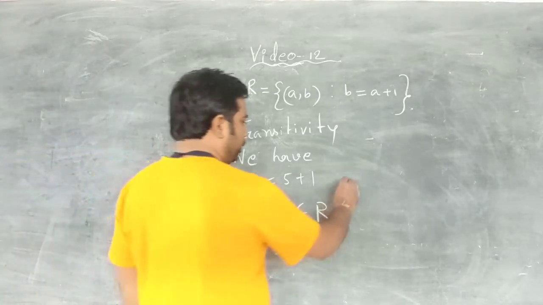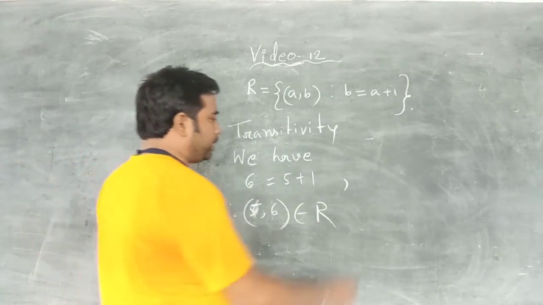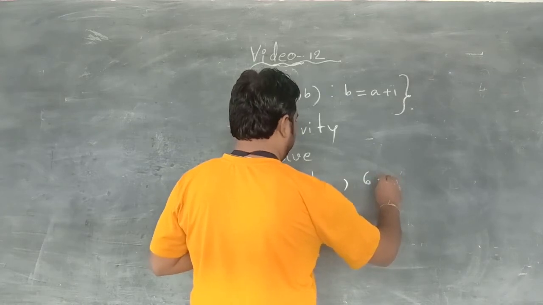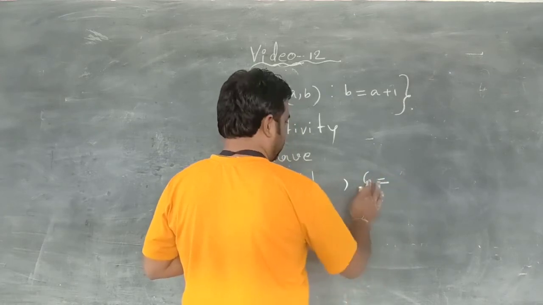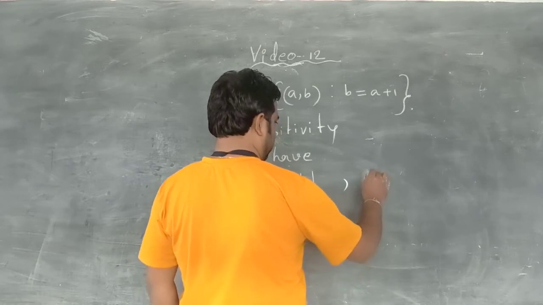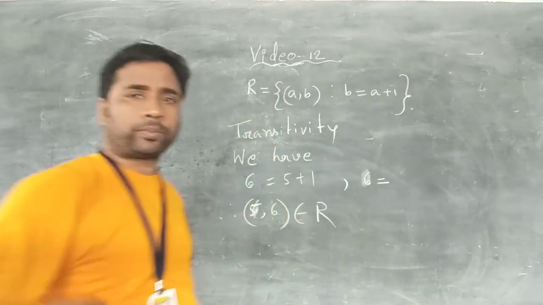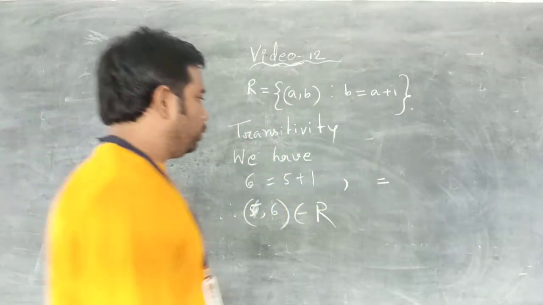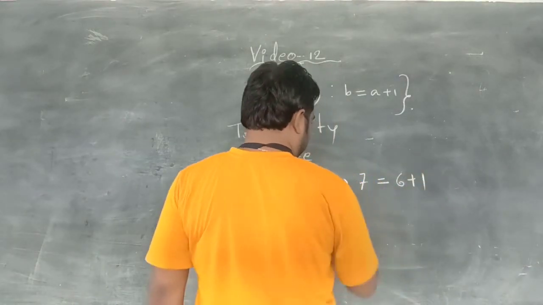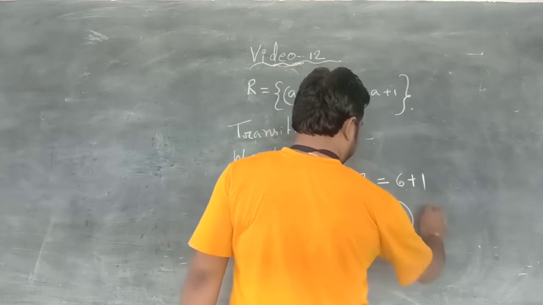Okay. Again, here what you can write? No, this is 7. 7 equal to 6 plus 1. Okay, so what you can write? 6 comma 7 belongs to R.